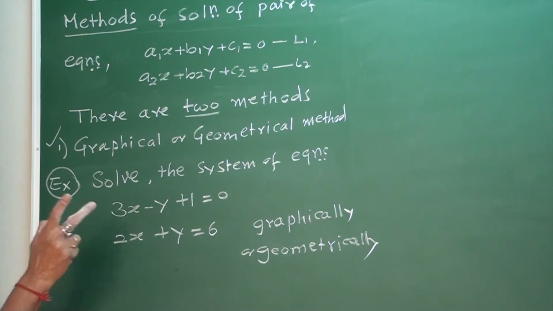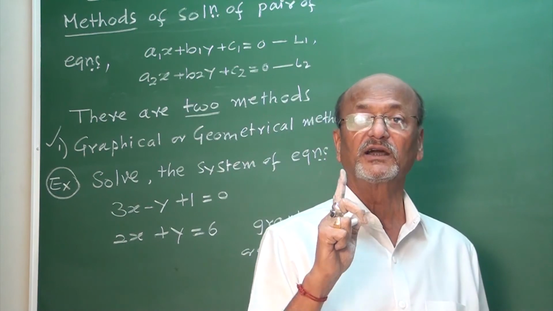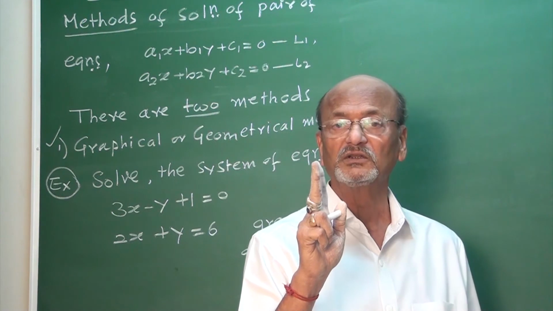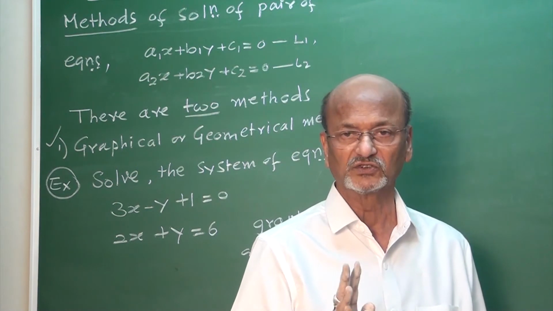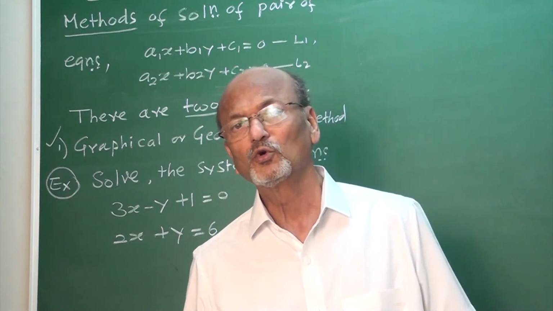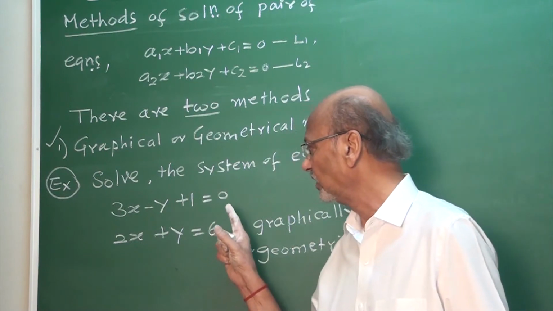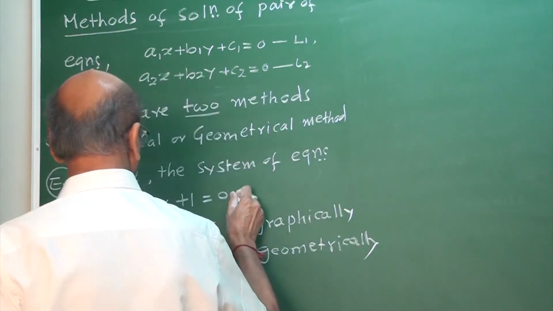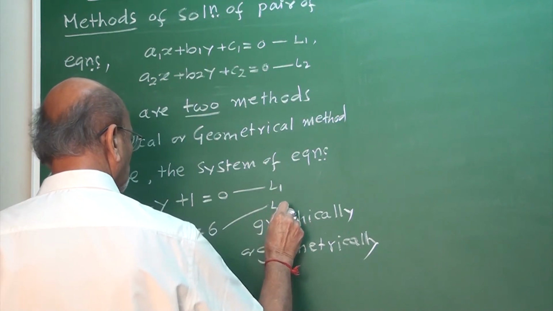To draw a straight line, we need at least 2 points. At least 2 means minimum 2; there is no maximum. We may consider 3 points, 4 points, any number of points, my friends. I consider a maximum of 3 points on the line. Those points are nothing but the values of x and y which satisfy the equations. I denote this as L1 and this as L2.